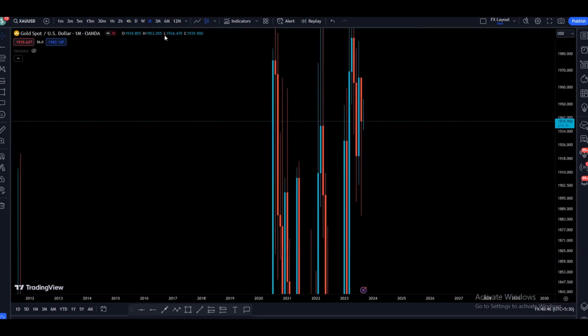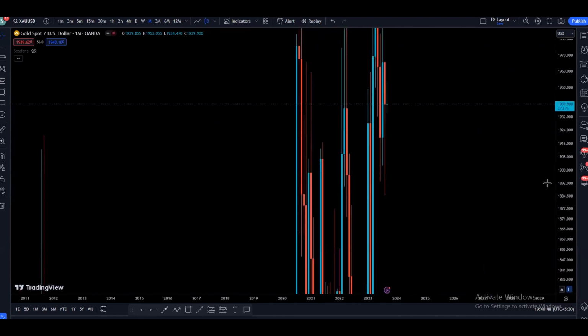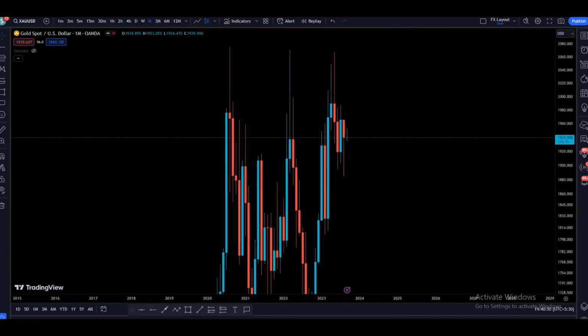So first of all, we are going to start with the gold monthly time frame. On the gold, we can see that the price has created a resistance, and we have a support right here. The next support is right down there. As we can see, the current monthly candle is open and we have already created some kind of top wick.